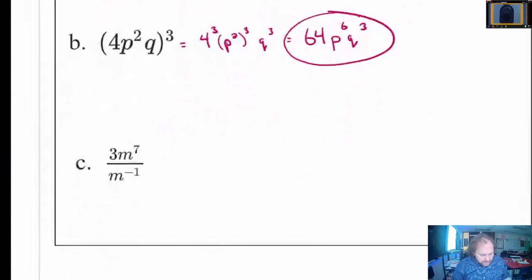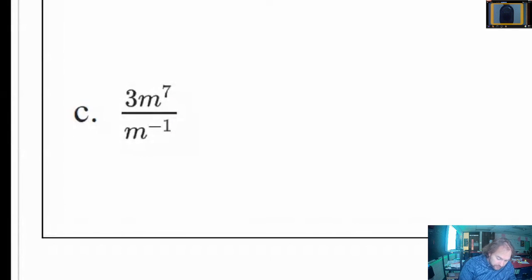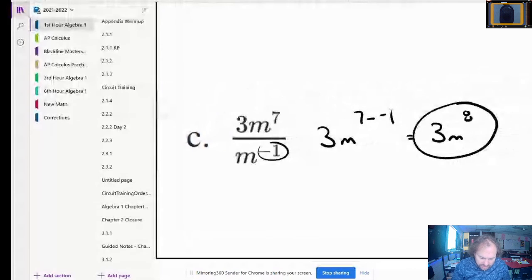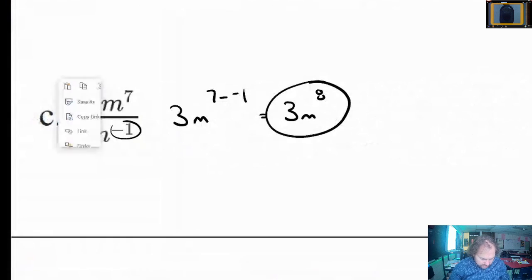And now we have 3m to the 7th divided by m to the -1st. All we're going to do here is subtract. This is going to be 3 times m to the 7 minus -1, or 3m to the 8th power, and that would be as far as I want to go with that. And I believe that is the end of this assignment.